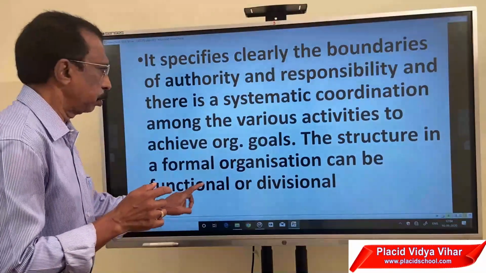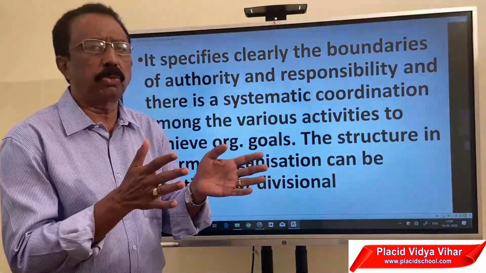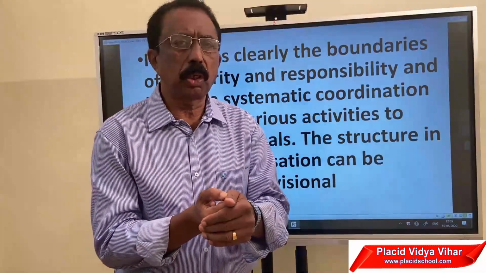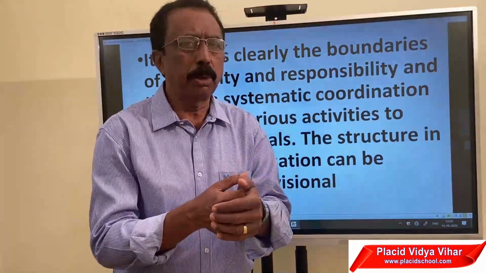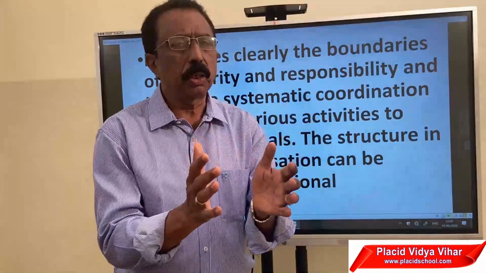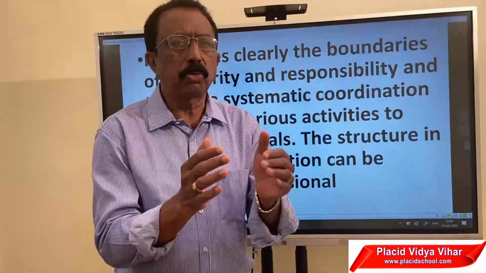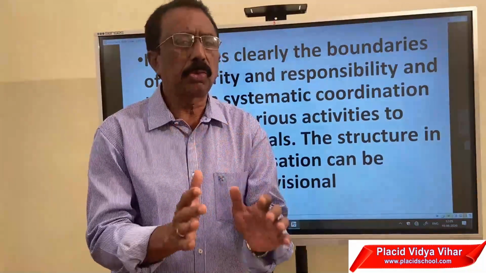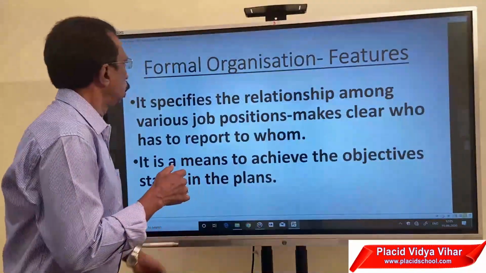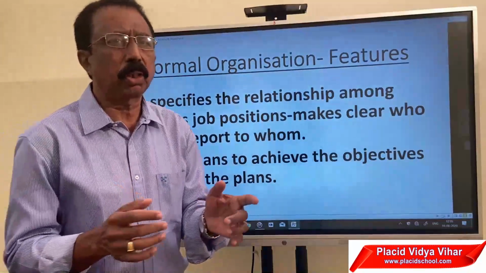The structure in a formal organization can be functional or divisional. Already we have seen, big companies will be following divisional structure, and ordinary companies will be following functional structure. That depends on the size of the company and the number of products they are producing, and on the decision taken by the top level management. Now we are going to see the features of the formal organization.